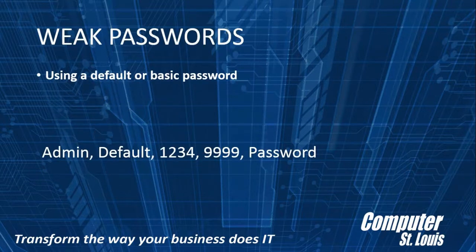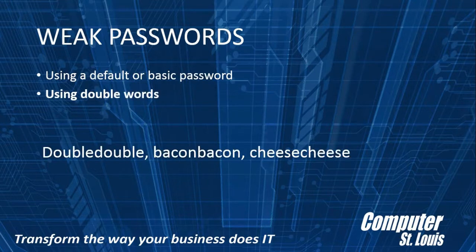Weak passwords are ones that could easily be learned or broken by a hacker or by a computer algorithm. Some examples of these are using default or basic passwords such as admin, default, 12349999, or password, or anything else that is the default password for a device when you purchase it out of the box. Another example of weak passwords would be using double words, such as double double, bacon bacon, or cheese cheese.